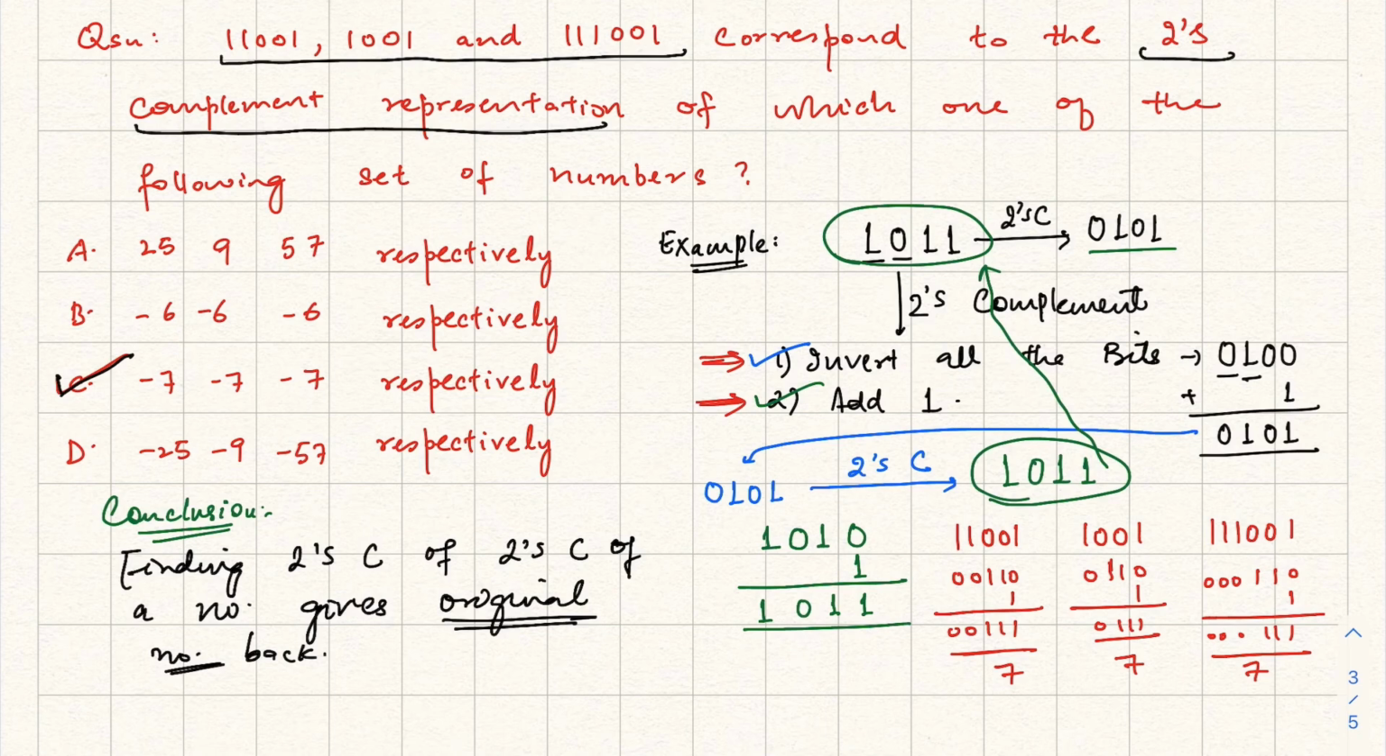Now why is the answer minus 7? Because as far as complements are concerned, complements are always found for which kind of number? Negative numbers. If the number is positive, there is no need to find the complement, because then we can use the simple addition rule. That's why the answer has to be negative, and C has to be the right answer to this question.